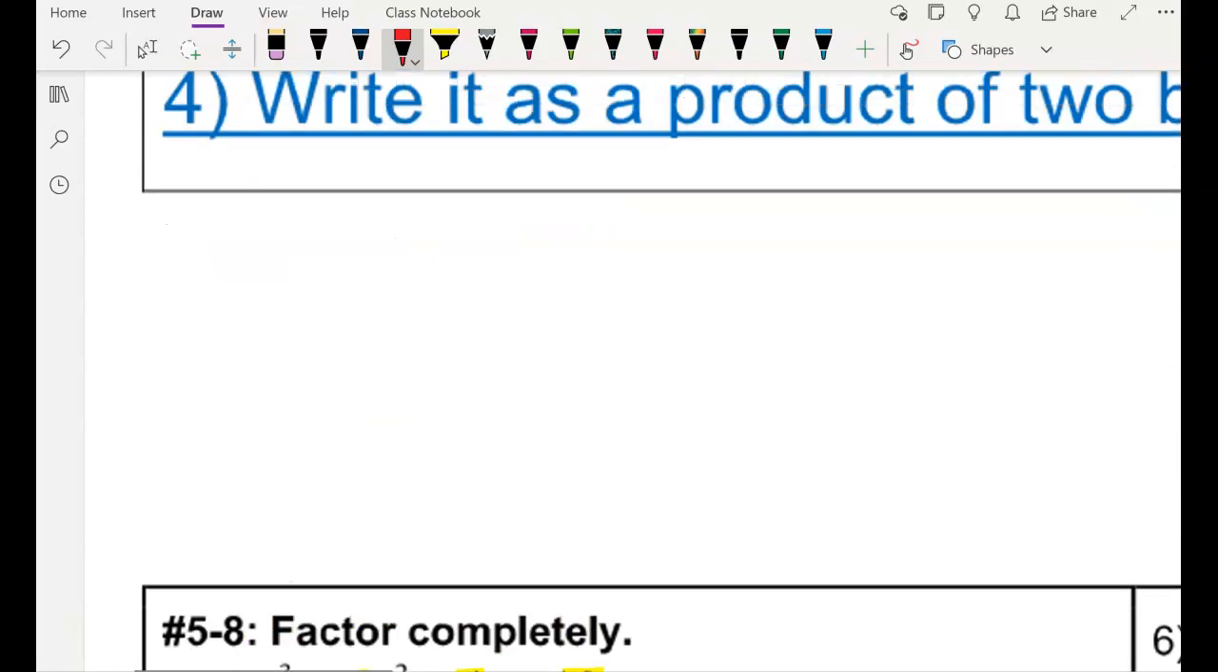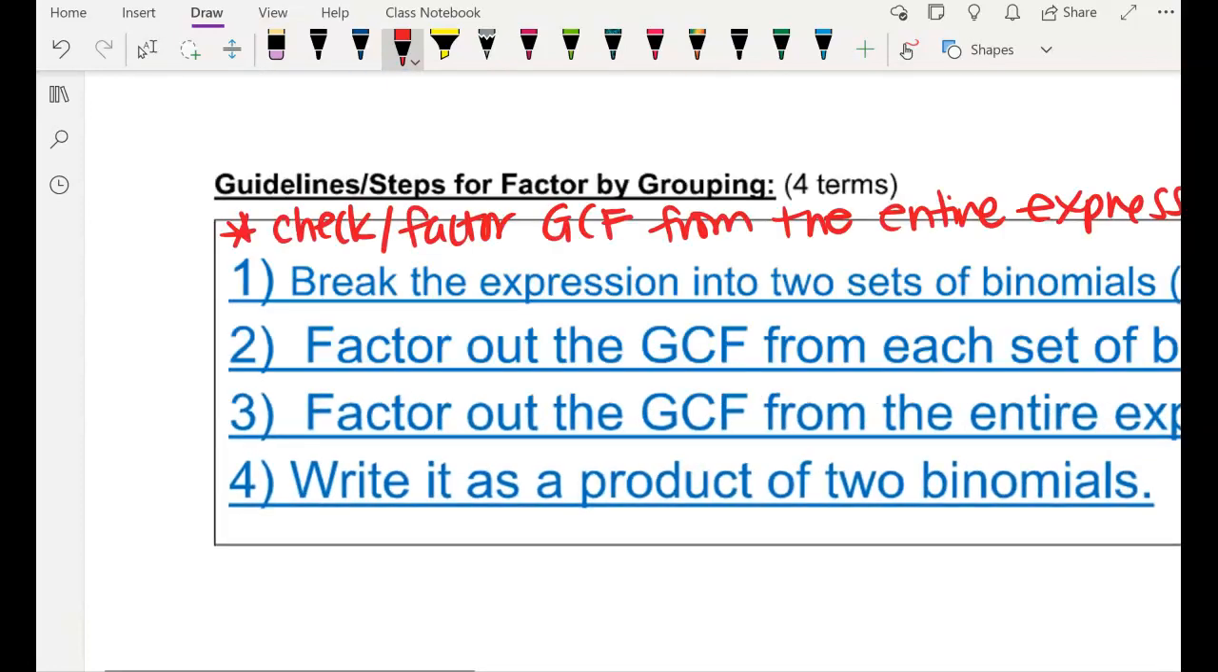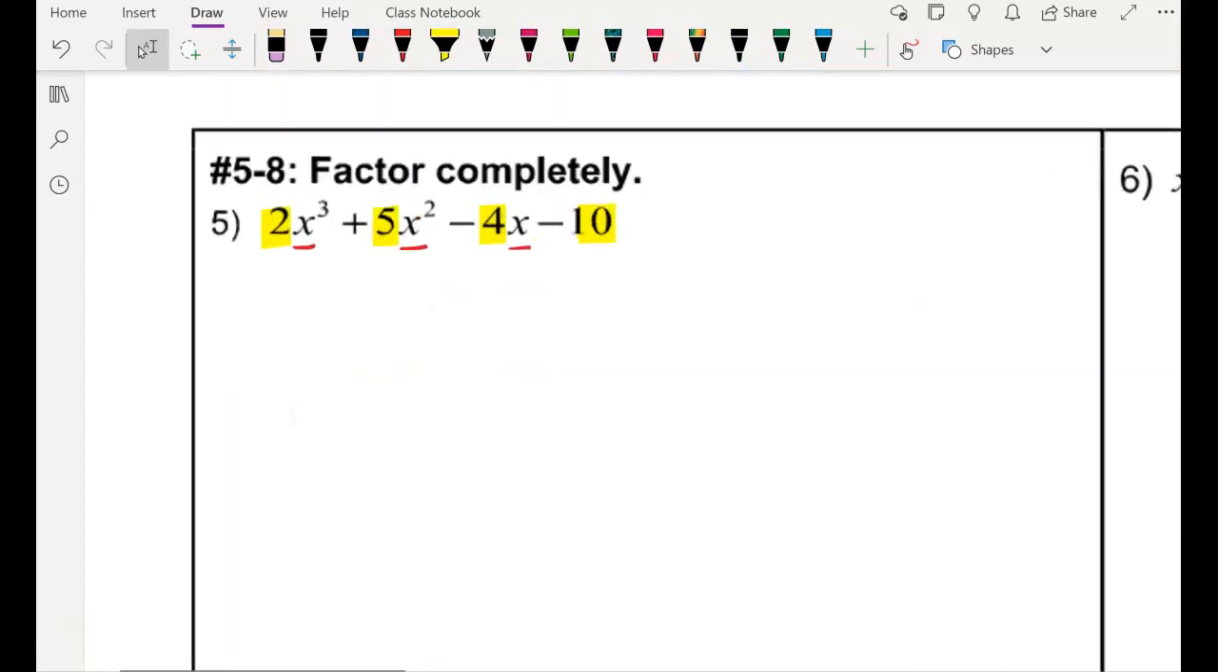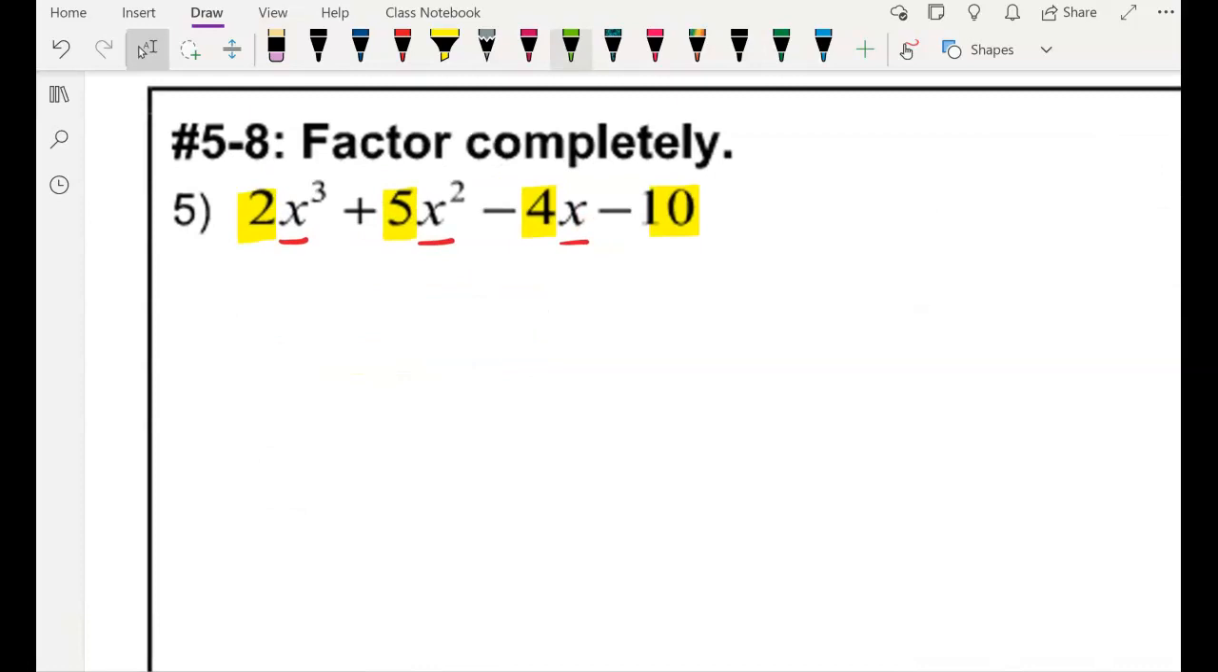So now take your 4 terms, look at step number 1, and it said break it into 2 sets of binomial, aka break it in half. So that's what we're going to do. We are going to break it in half, and I'm going to use this fencing method. I want you guys to draw a fence right in the middle like that. Just like that. Now, we are going to look independent of the first half to see what the first half has in common. Do they have a GCF?